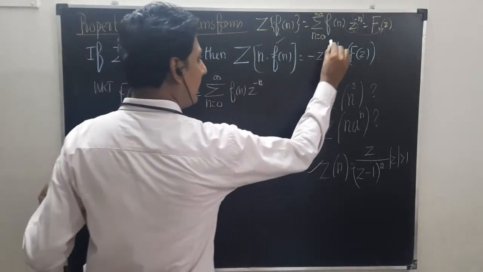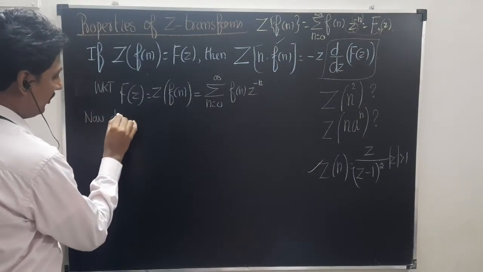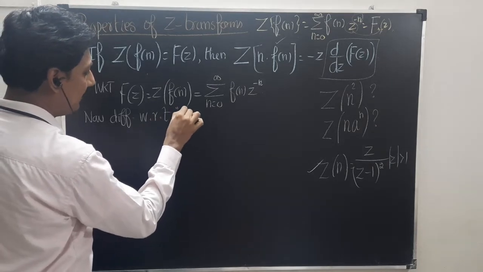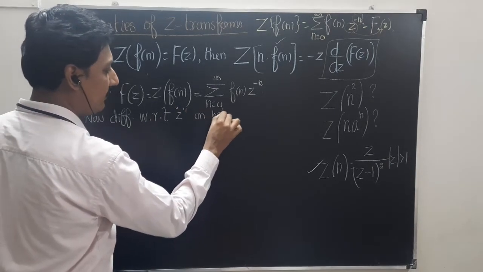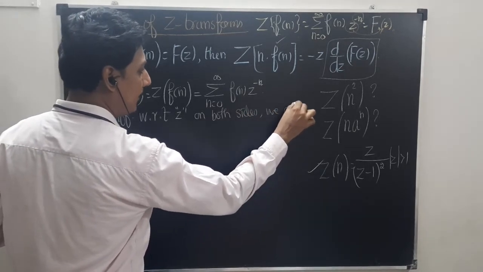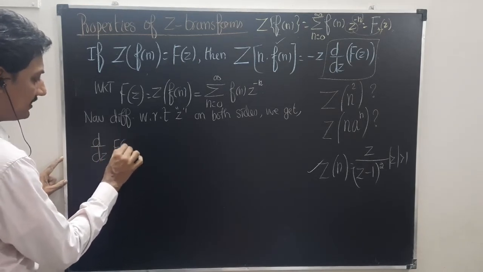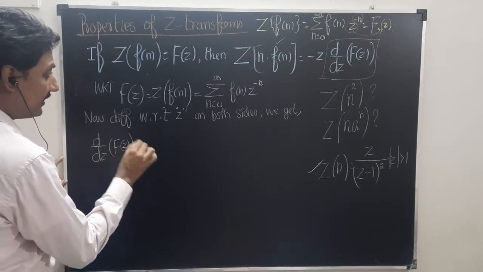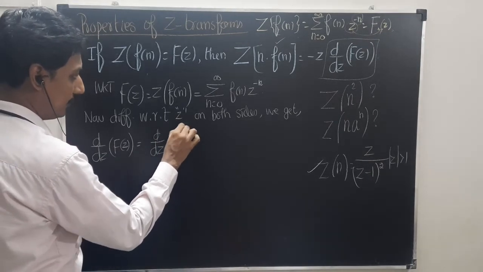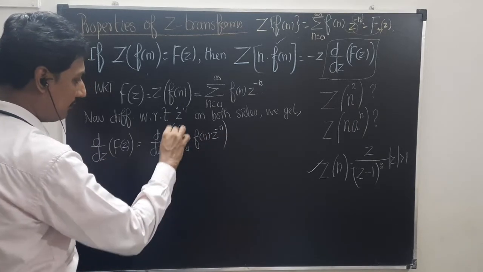But on the right hand side I have d by dz of F of z, so I differentiate. Now differentiate with respect to z on both sides. What will we get? On the left hand side we get d by dz of F of z. The right hand side is d by dz of sigma n equal to 0 to infinity f of n into z to the power minus n. I am going to differentiate z only.